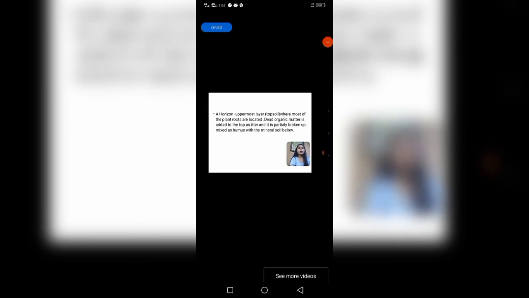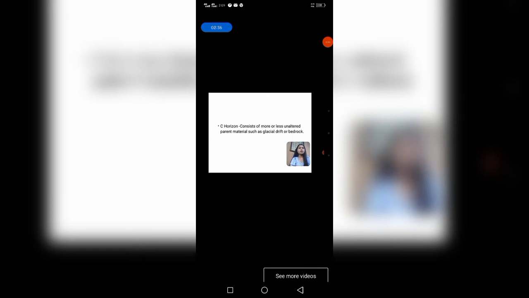A Horizon, the uppermost layer of topsoil, where most of the plant's roots are located, with deep organic matter added on top, is particularly broken up, mixed as humus with the mineral soil below. B Horizon, the organic matter is largely absent in this layer, but it has a high quantity of the less weathered materials from the parent material.